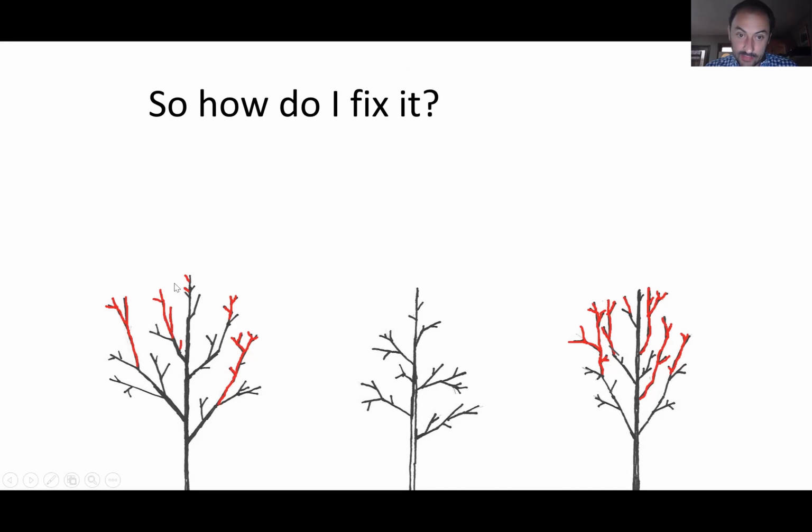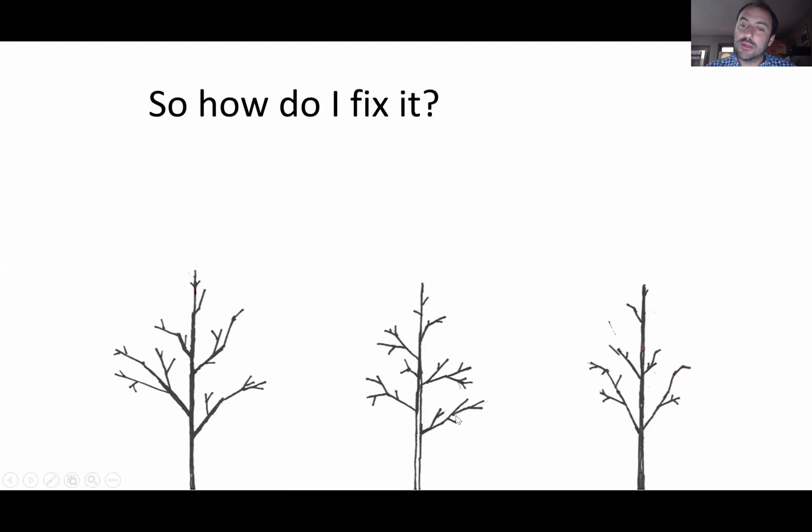Here, we're suppressing a competing limb that's also probably a little large, not getting rid of it. And here, we're removing a codominant leader. Removing a codominant leader, suppressing a codominant leader, suppressing another codominant leader. I chose to remove this whole branch just because of spacing, and I was not left with a lot of good pruning options to shorten it. So in this case, I just decided to take it all the way off, and then here suppress. And so that's what they would look like afterwards.